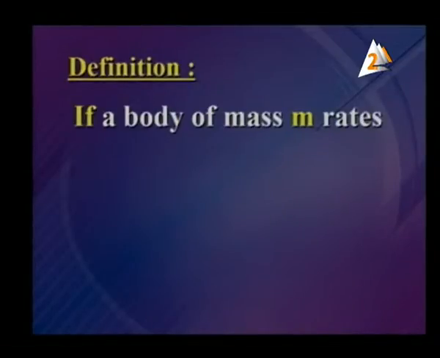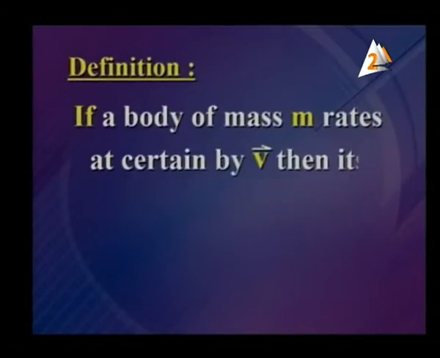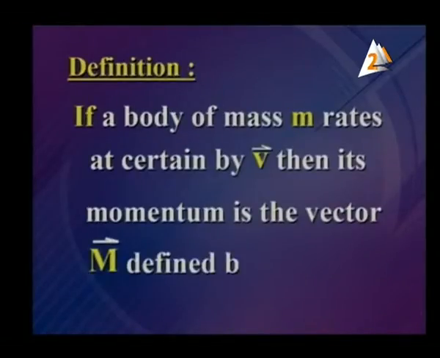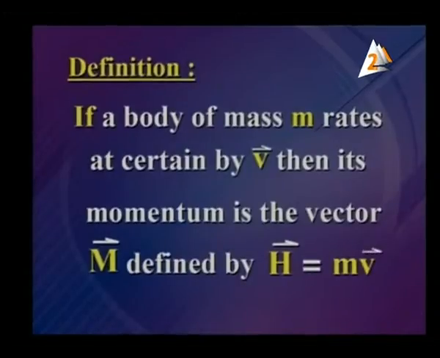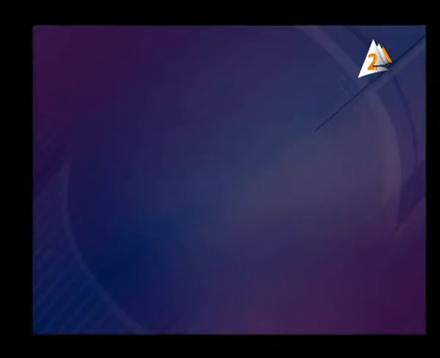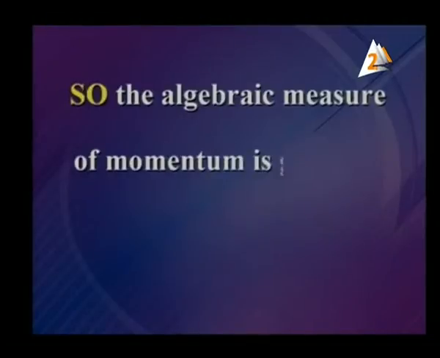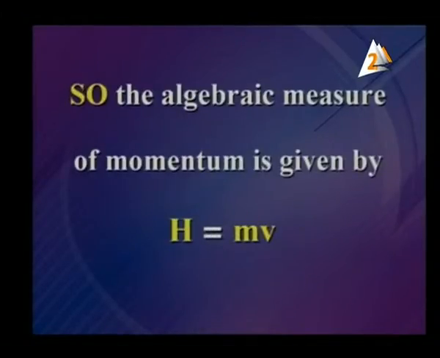If a body of mass m moves at a certain velocity v, then its momentum is the vector h defined by h equals mv. So the algebraic measure of the momentum is given by h equals mv.